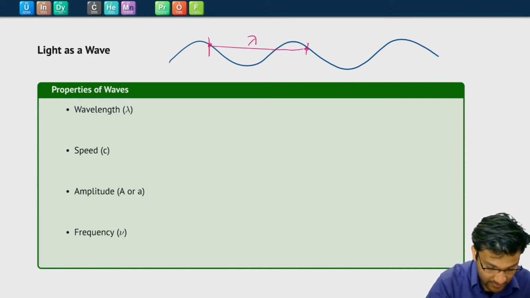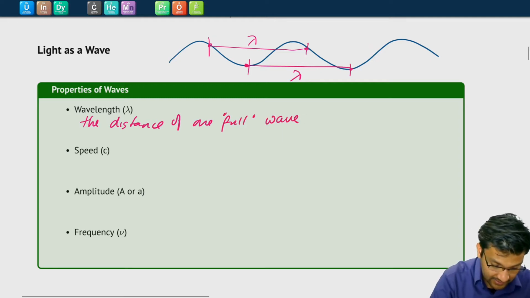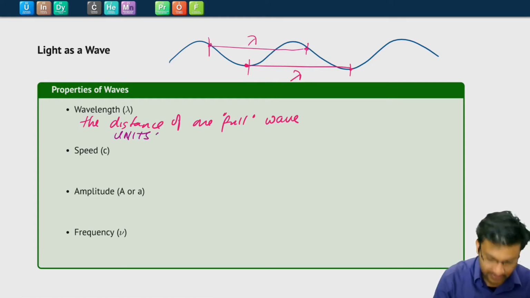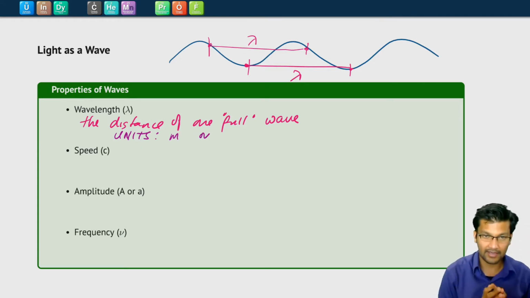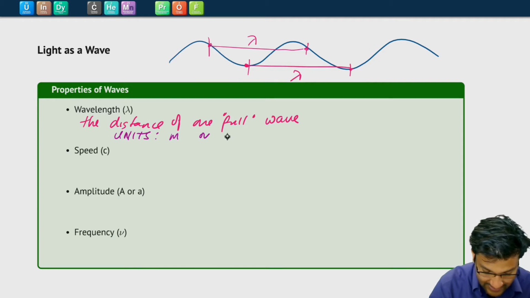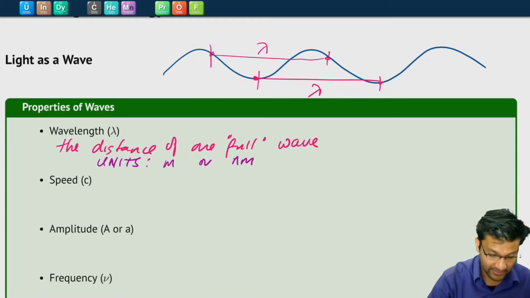We could choose a different point. Maybe we could have chosen the bottom of the wave to the bottom of the other wave. That's the same thing, right? That's a wavelength. So a wavelength is simply the distance of one full wave. And because it's a distance, the units are going to be the units for distance, usually measured in meters, or if we're talking about light waves that we can see, usually nanometers. So that's the wavelength of a wave.